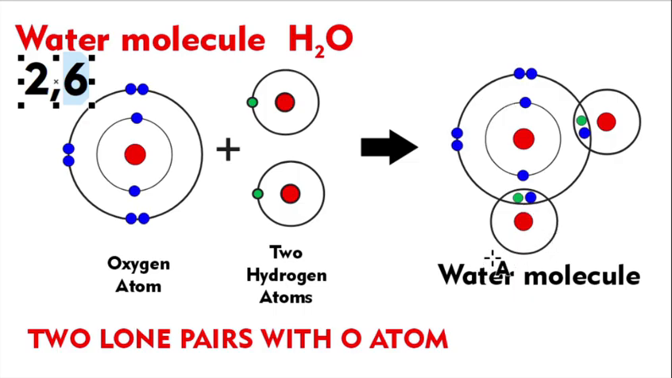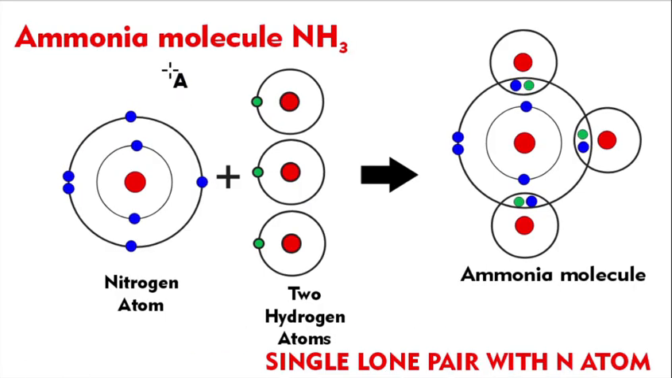So now look at the oxygen atom. There are 2 lone pairs. No lone pairs with the hydrogen. So there are 2 lone pairs on the oxygen atom. Right? 2 lone pairs are found with 1 oxygen atom. So in a water molecule, you have 2 lone pairs in the middle atom, oxygen.